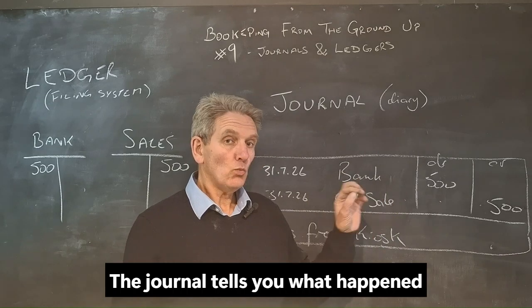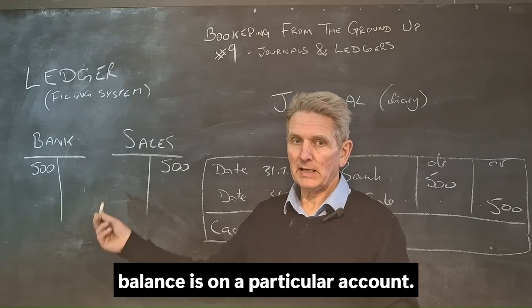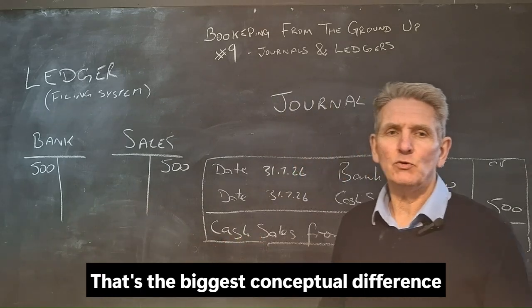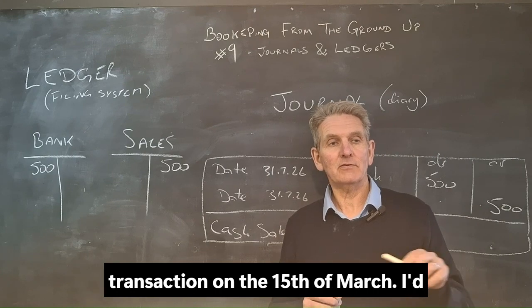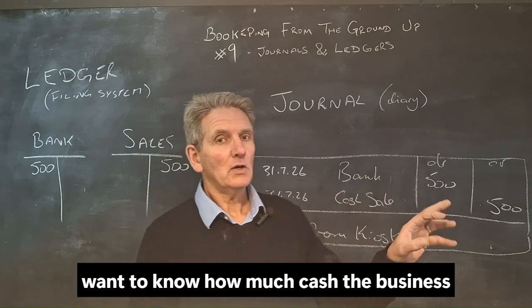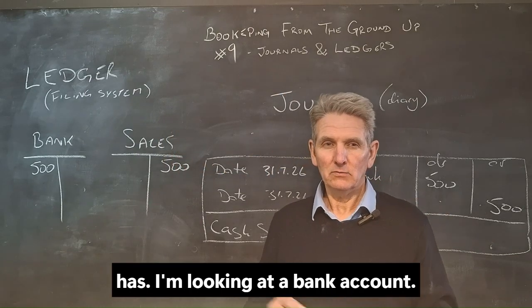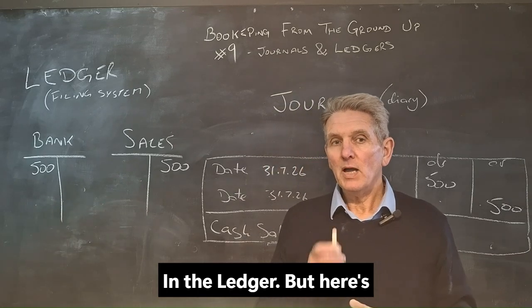The journal tells you what happened today. The ledger tells you what the balance is on a particular account. That's the biggest conceptual difference between the two. If I want to know every transaction on the 15th of March, I'd look in the journal, the diary. But if I wanted to know how much cash the business has, well, I look in the bank account, in the ledger.